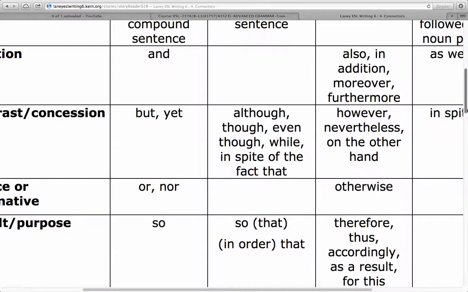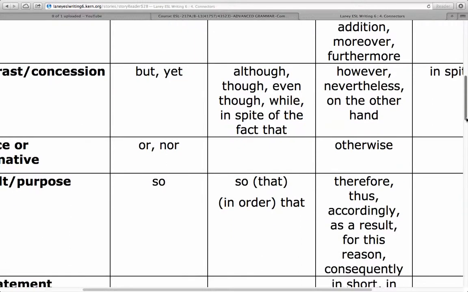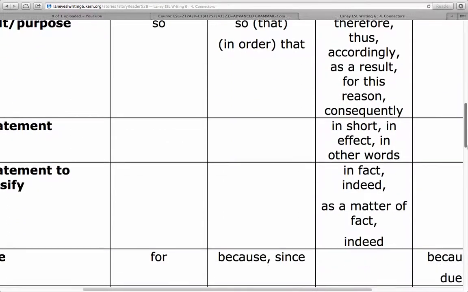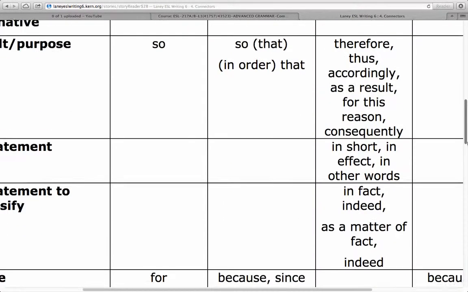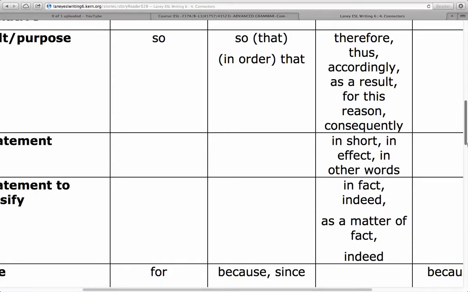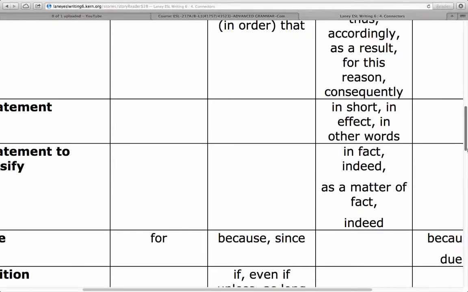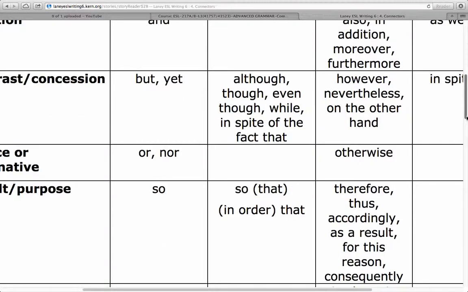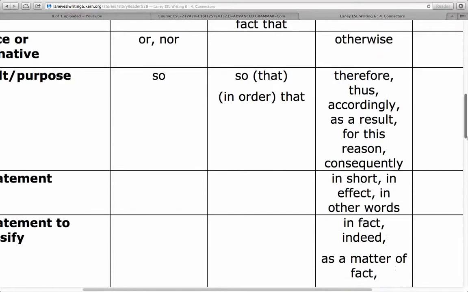And here's a whole bunch of them. Here again, we have so many of these, lots and lots and lots of them in English. Nowhere near all of them are on this list. I've just put down the most commonly used ones. But you've got things like therefore, as a result, as a matter of fact, however, also.